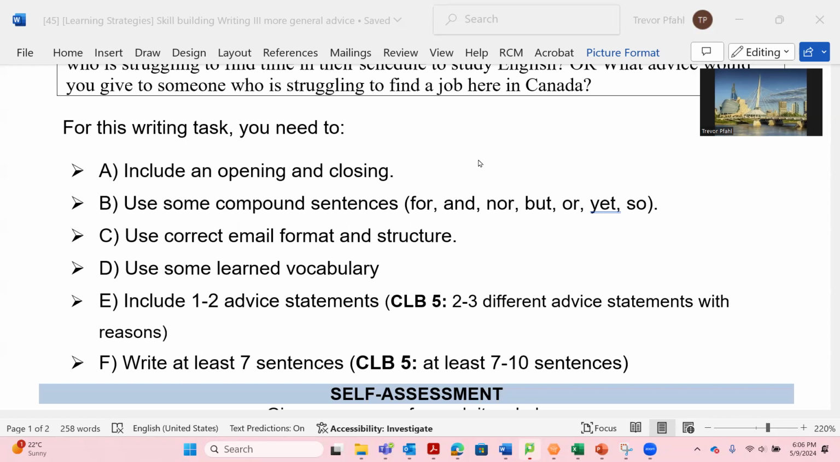Don't worry about D because we haven't really looked at D yet with new vocabulary. And then if you see that they give some advice with specific reasons, then you would write E. And if they wrote at least 7 sentences, you would give them an F. Although that doesn't sound good because usually F means you failed. But give them the letter F that they have at least 7. And if they have 7 to 10 sentences, write CLB5.